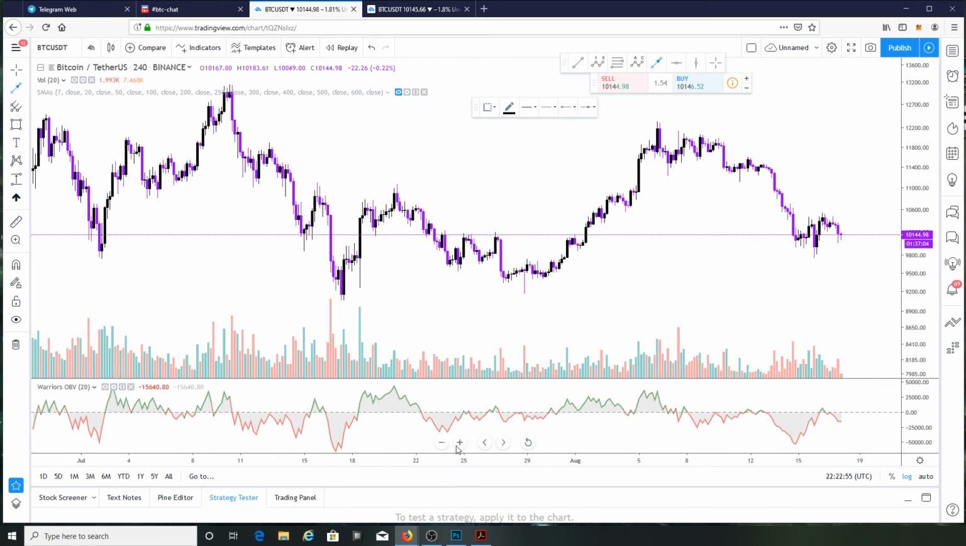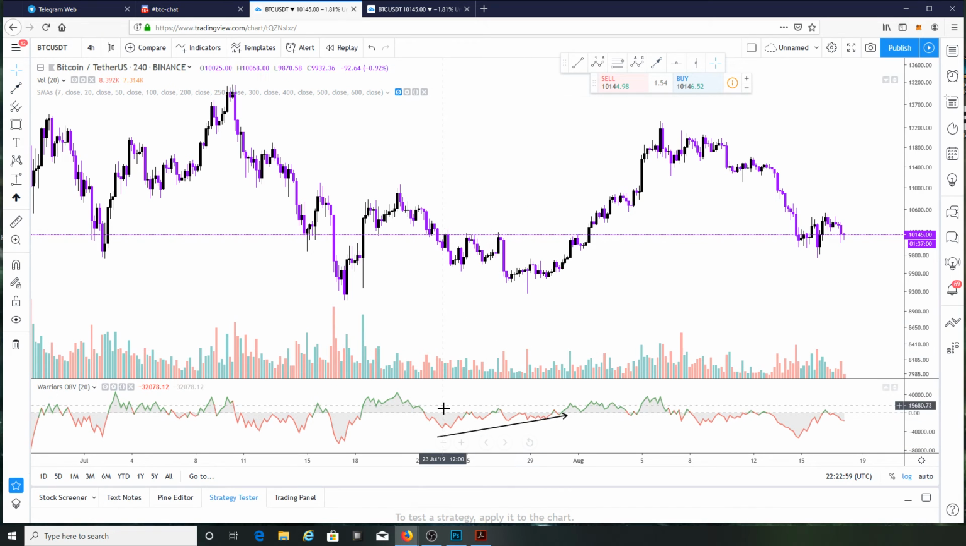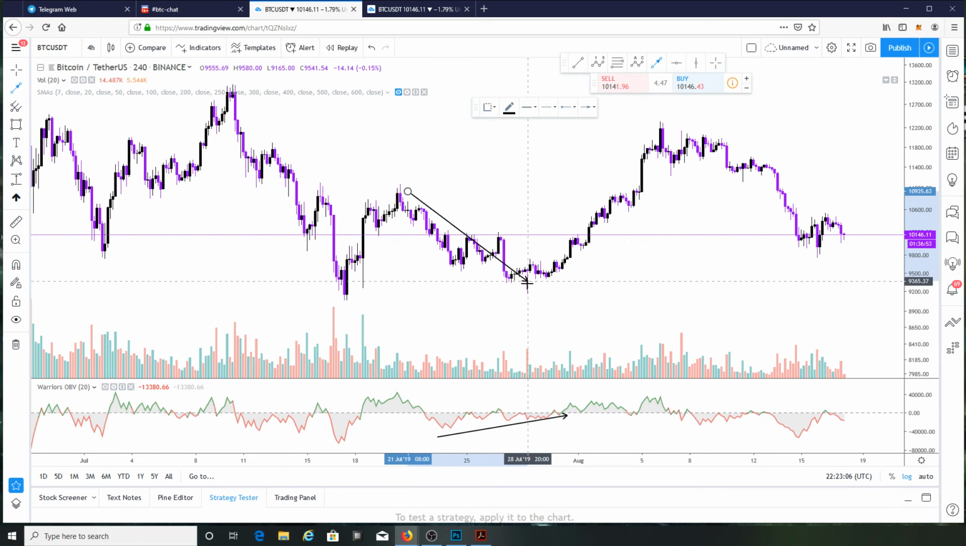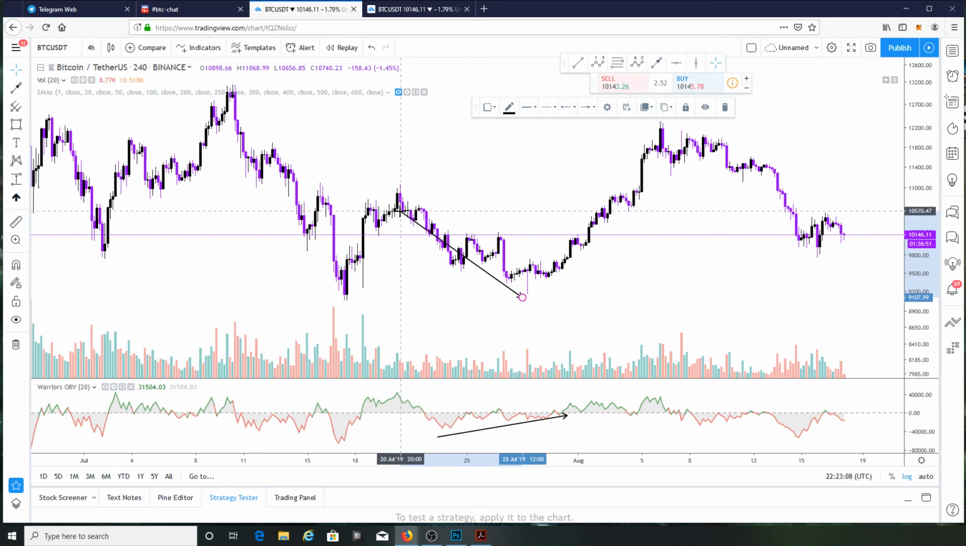But again, look at OBV. Right, all through there. Okay, so OBV was trending up at this point while the price was trending down, so again, it was putting in a divergence.